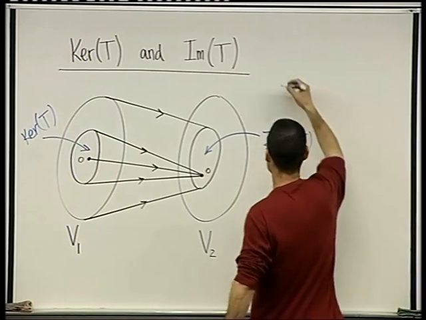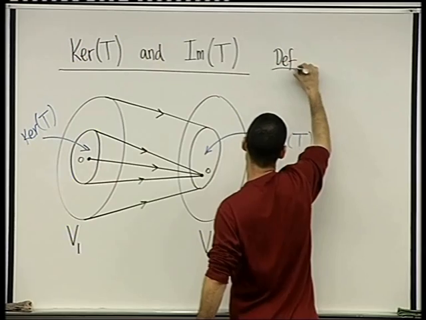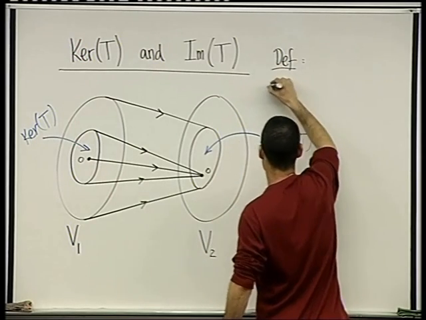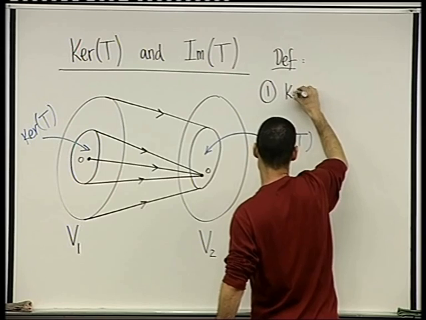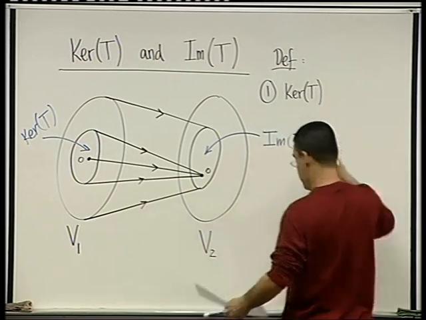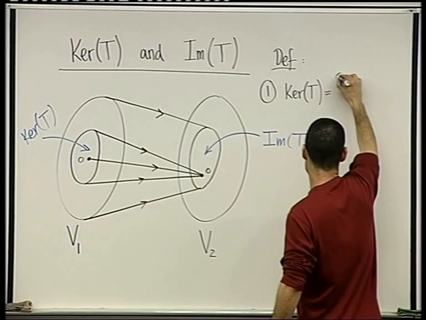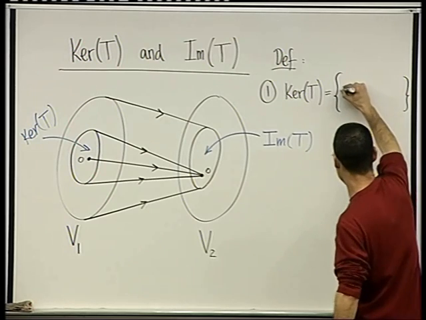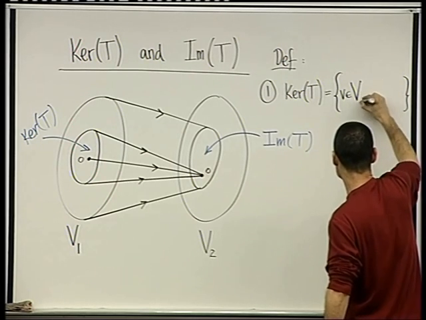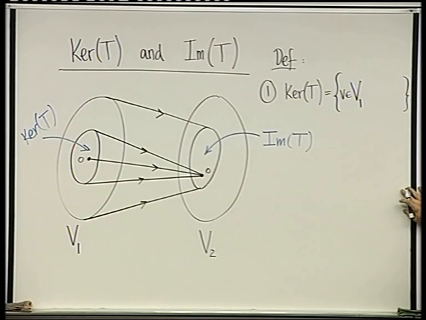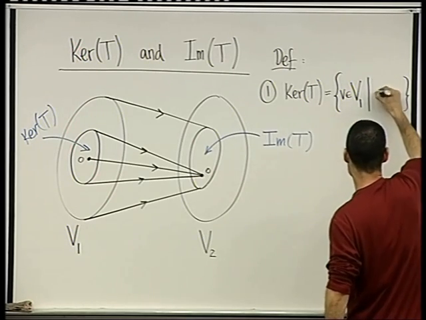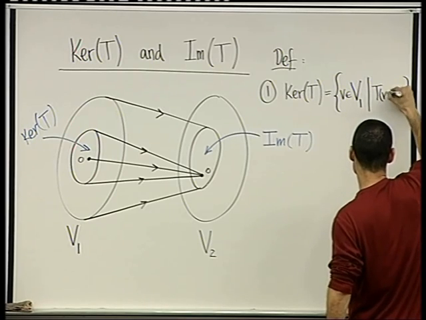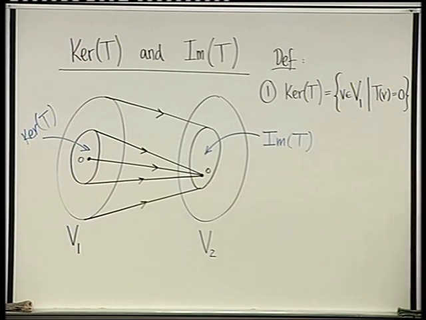So, definition. One, ker T, the kernel of T, is the set, this is how we denote a set, of all vectors in V1 such that T of V is 0. That's the kernel. All the vectors which T sends to 0. Good? Clear?